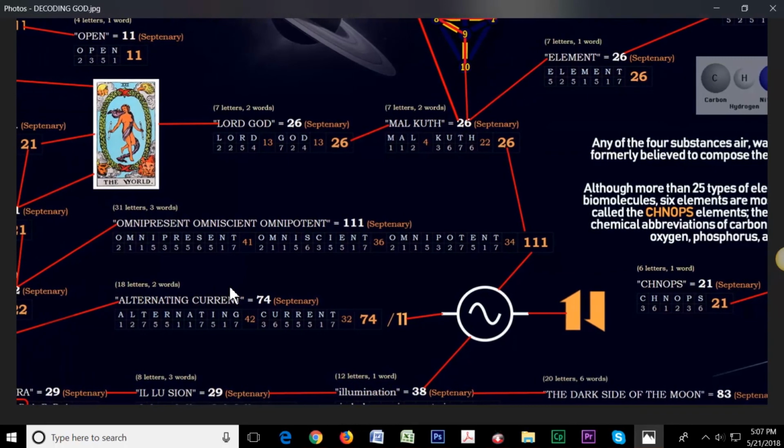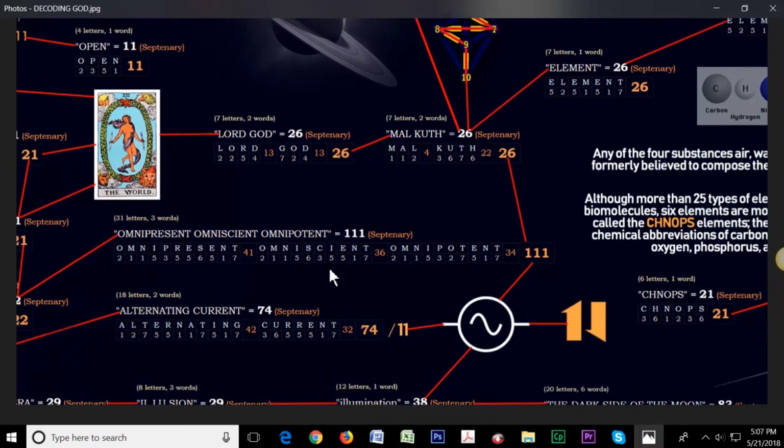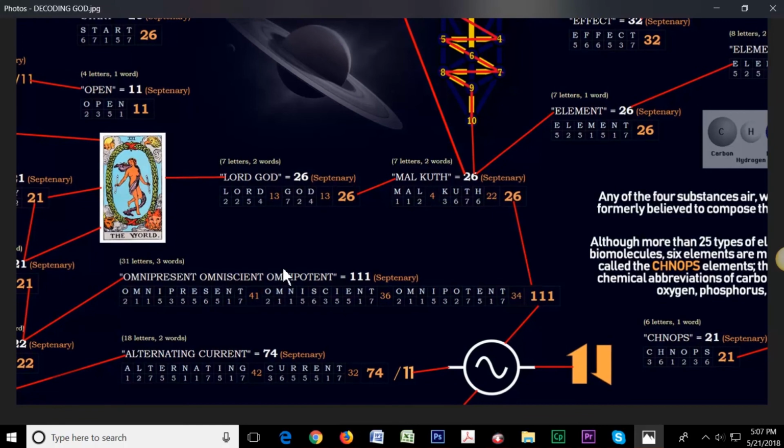And when we break down alternating current, we get the number 74, which is a 7 plus 4 equals the 11, all tied to the 11. What is God? He's omnipresent, omniscient, and omnipotent. And what does that break down to? A 1, 1, 1. I mean, you can't make this stuff up.